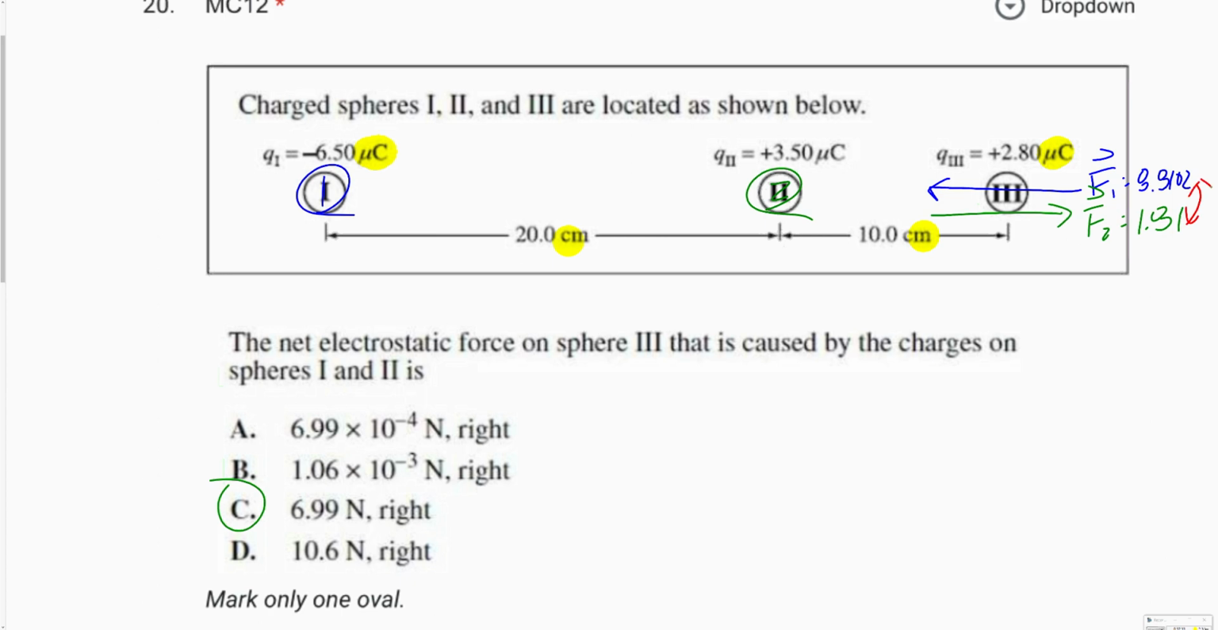It would make sense that F2 would be a bigger force, right? Because it's closer. And even though the charge is a little bit smaller, the distance matters more because the distance is squared. Yeah, well, not quite. Because if the blue one was bigger, the net force would be 6.99 to the left, right? And that's what made me spot that, right? The fact that it says to the right. Good.